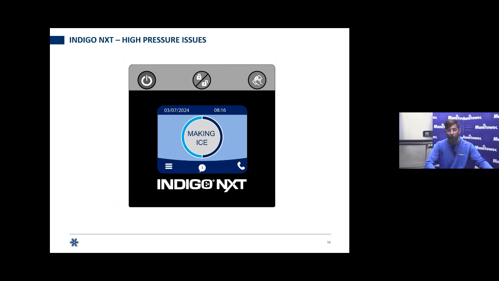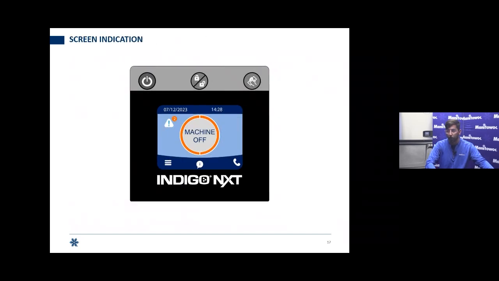But if this is what you were looking at and that high pressure switch opened, this is what you'll have now. The unit will go to machine off. All right, machine is off. Let's go see what we're going to see. Because if this was an old Indigo with the touchpad, if you went to a high pressure event, the home screen would have gone from making ice to HPCO active delay and giving you an hour countdown, 60-minute countdown. This machine just goes to the off state.